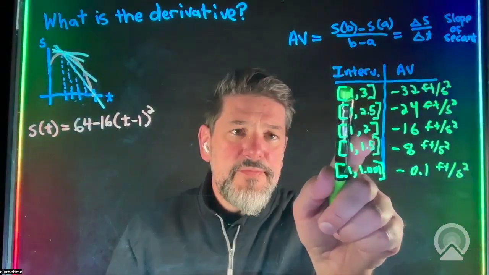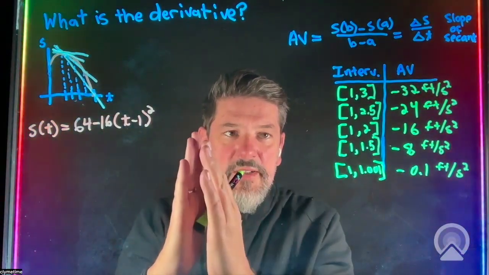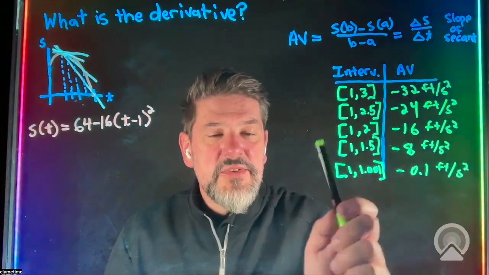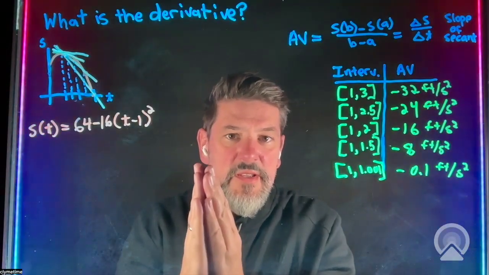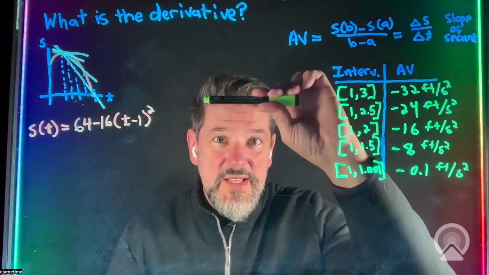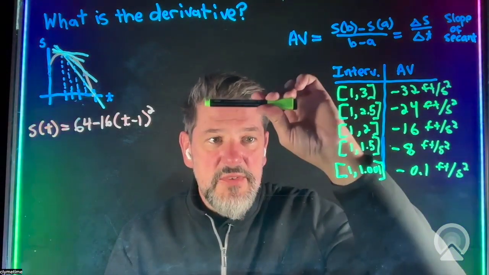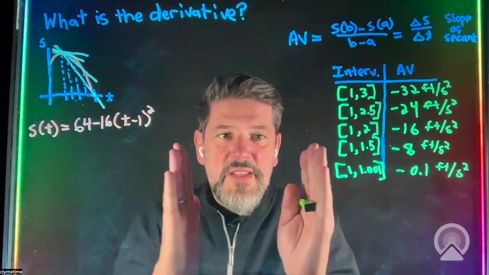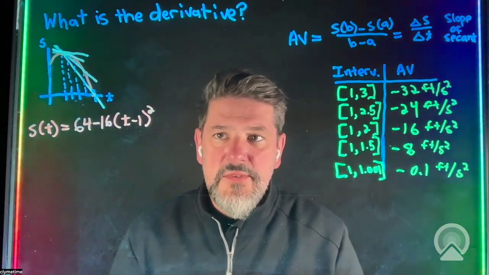So as our interval gets smaller and smaller, our average speeds get closer and closer to what we would call an instantaneous speed, which is a speed right at t equals 1. And what we'd expect is that instantaneous speed to be 0 because we know that's where it hits its peak. We know that's where it stops moving up and it starts moving down. So the speed should be 0 at the top. So you see this is getting closer and closer to a speed of 0. And if I continue to make this interval smaller, we expect this number to get closer and closer to 0.